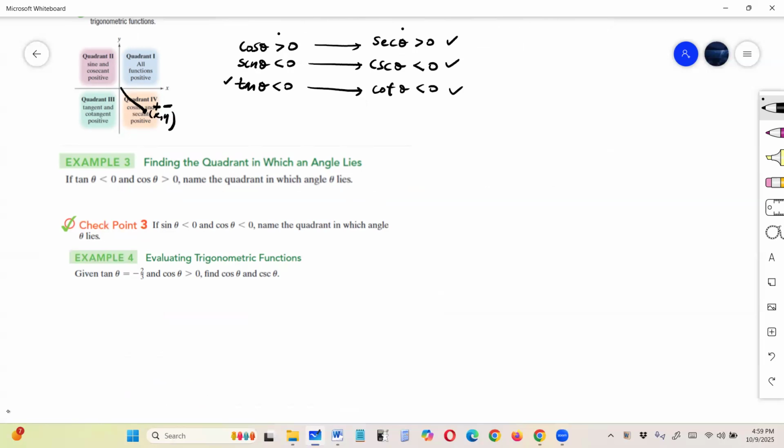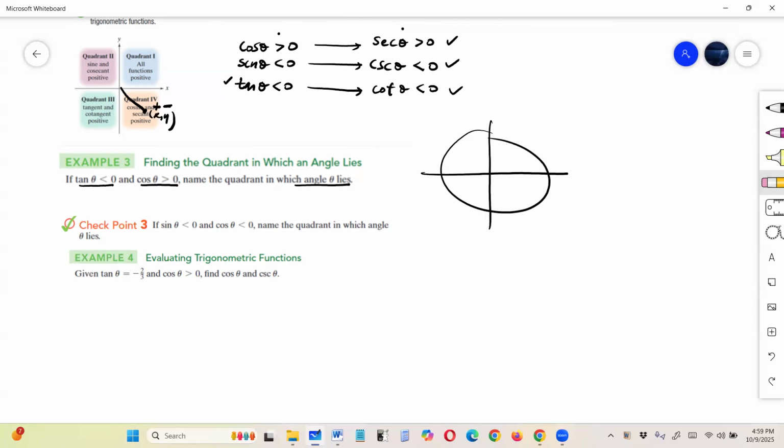Now, let's see an example that involves these concepts of positive and negative trig functions. So here's a typical question. If tangent is negative and cosine is positive, which quadrant is theta? Okay, so let's take a look. I don't really have to draw a circle, maybe just the axis.